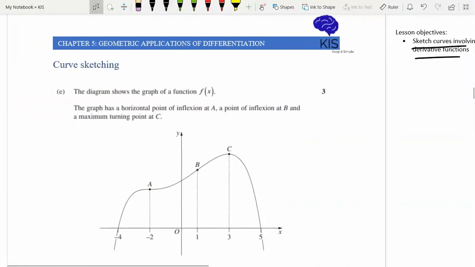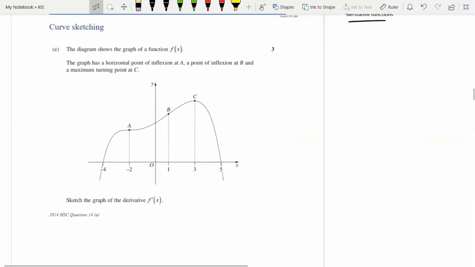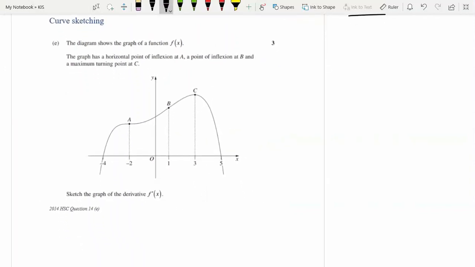Okay, this one here is a really nice question. The diagram shows the graph of a function f of x. So this is showing us the f of x function. The graph has a horizontal point of inflection at A, a point of inflection at B, and a maximum turning point at C. Okay, so A is a horizontal point of inflection, B is a normal point of inflection, and C is a maximum turning point.